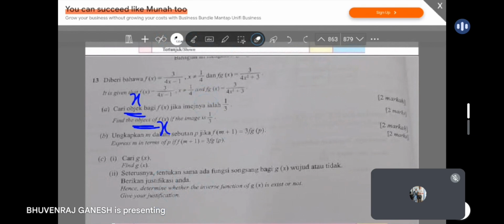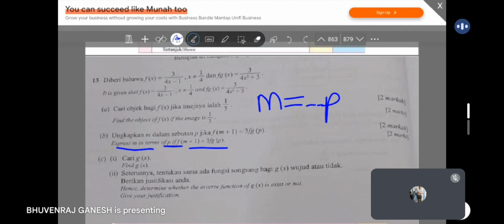Okay, next one, question B. They ask you to express M in terms of P. Your answer has to look something like this: M equals something something P. So you need to fill in what this something is.